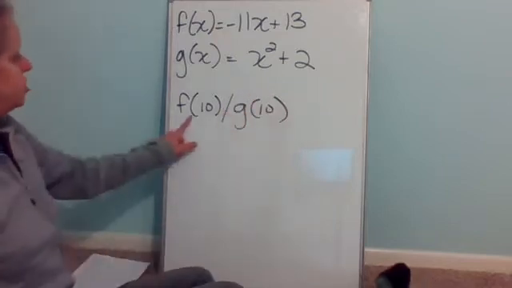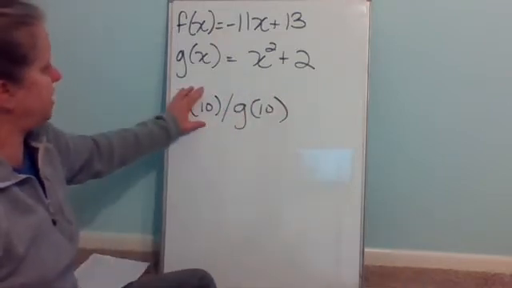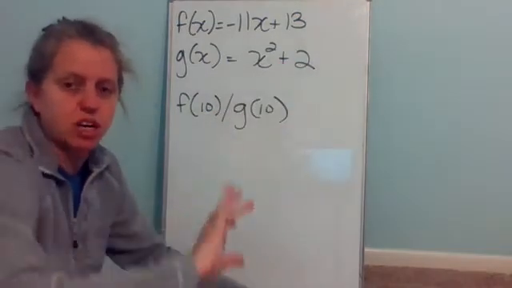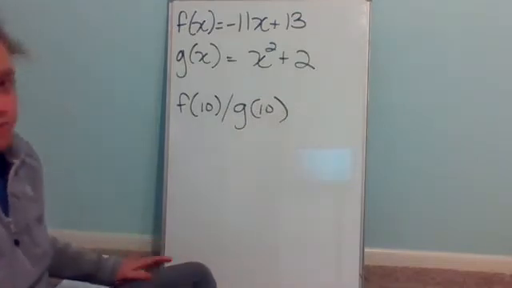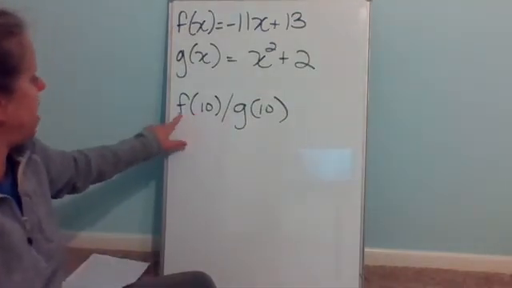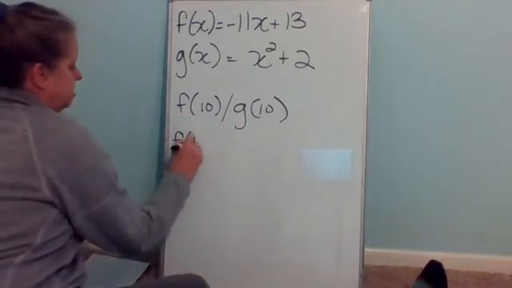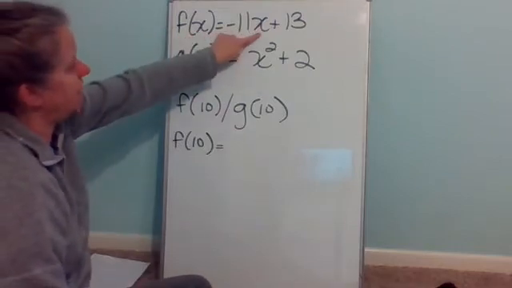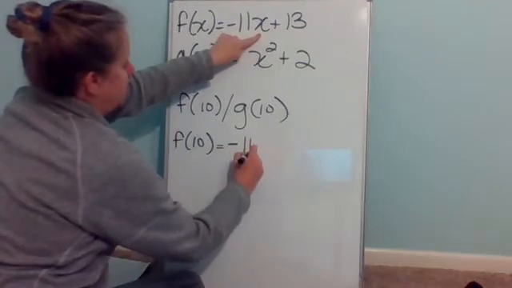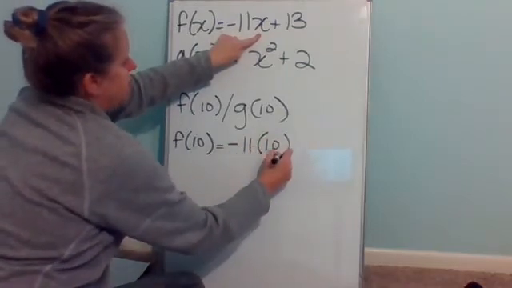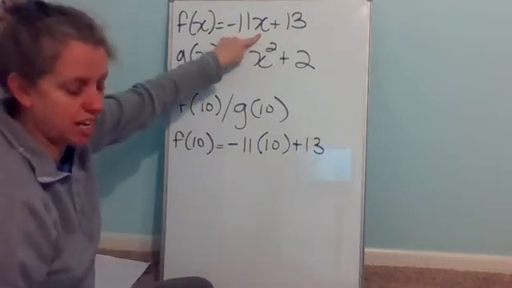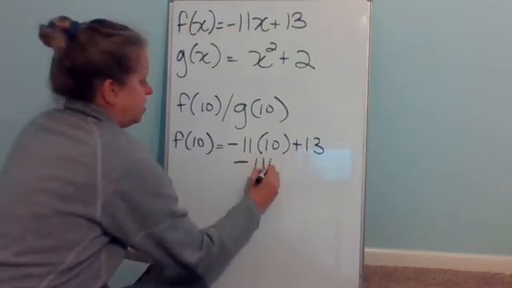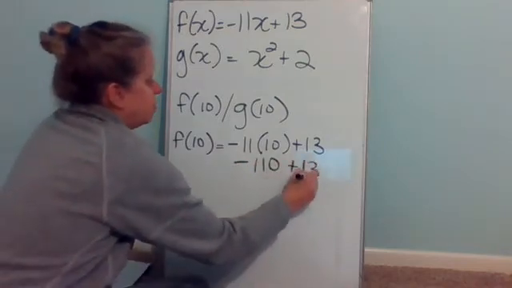So we're going to find these 2 things separately. We'll find f of 10, and then we'll find g of 10, and then we'll put the f of 10 answer over the g of 10 answer, and then reduce it if we need to. So let's see, the first thing we have is f of 10, which means you go to your f function and replace its x with a 10. So when I do that, I'll have negative 11 times 10 plus 13. Then I'll do this math. So negative 11 times 10 gives me negative 110 plus 13.